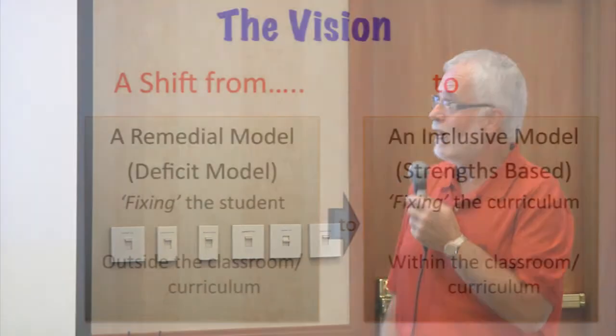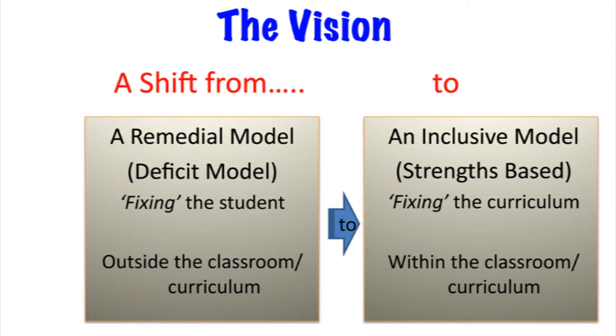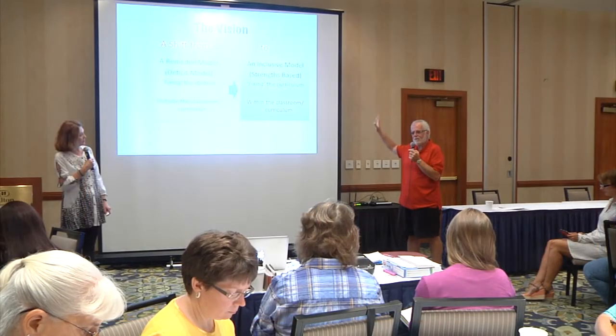And you and I were originally trained in a deficit model. We were very much trained. We never got good at it. That's why we had to change. I mean, that was the mentality we were given, right? And so the shift that happened years ago was to more of an inclusive model, right? That inclusive model became more of a strengths-based model. We looked instead at fixing what we were doing instead of fixing the kid within the classroom or within the curriculum. But there were still some aspects with that.